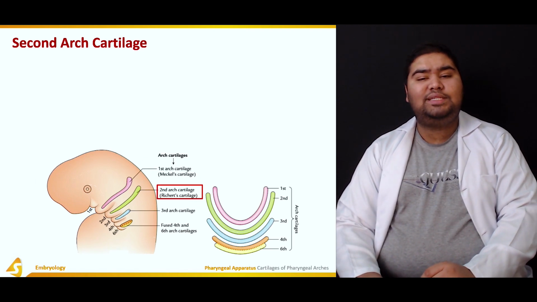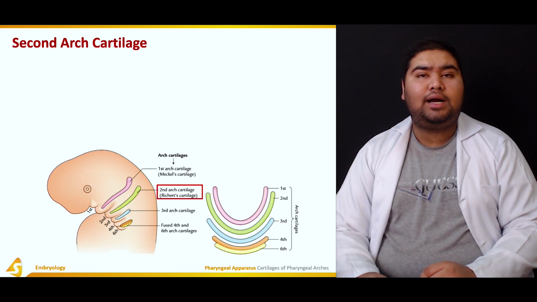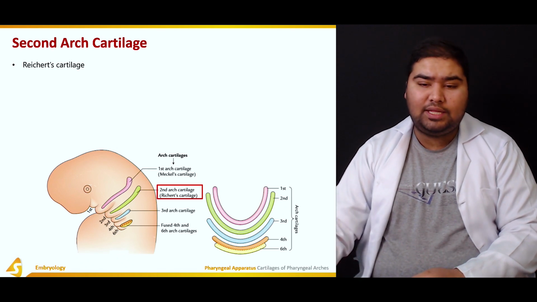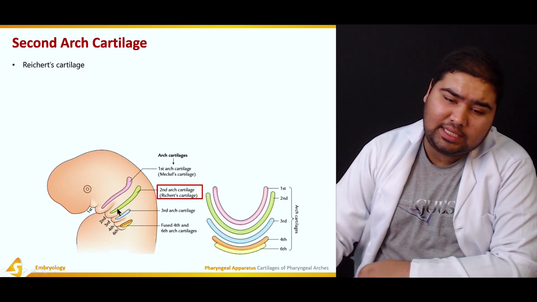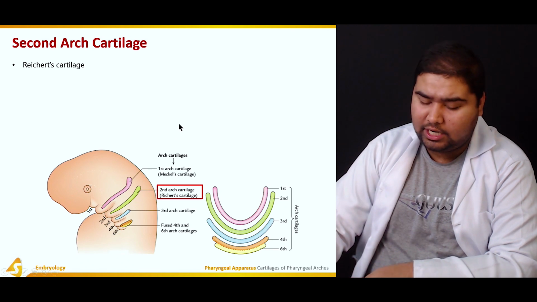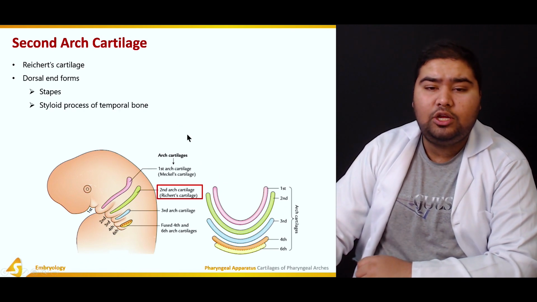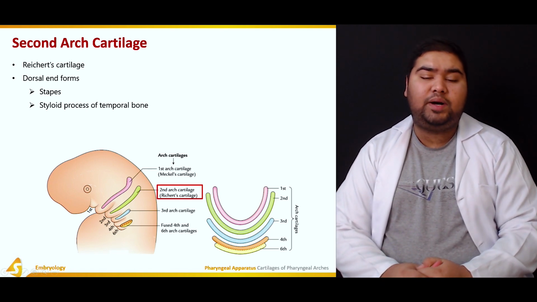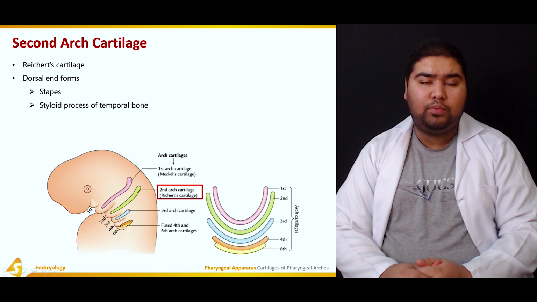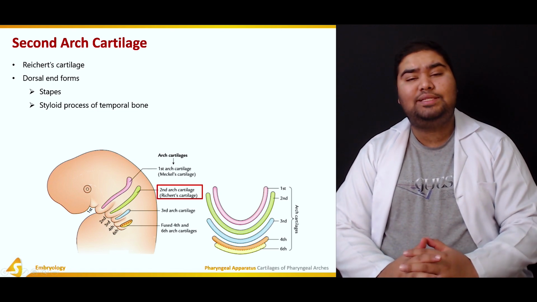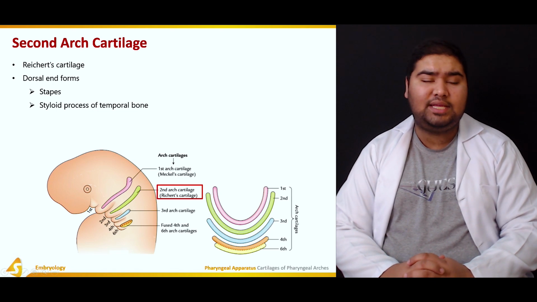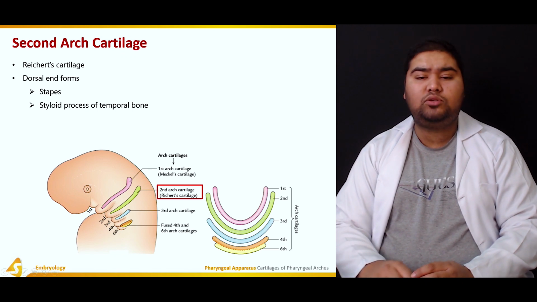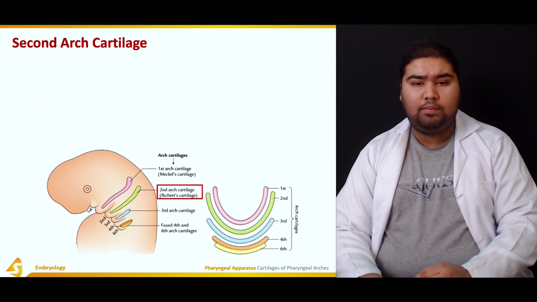Now let's move on to the second arch cartilage. The cartilage of the second arch is known as Reichert's cartilage. In this figure, in green is the cartilage of the second arch, or the Reichert's cartilage. The dorsal end forms the stapes as well as the styloid process of the temporal bone. So the dorsal end of this cartilage forms the stapes, which is the third bone of the middle ear, and the styloid part of the temporal bone.